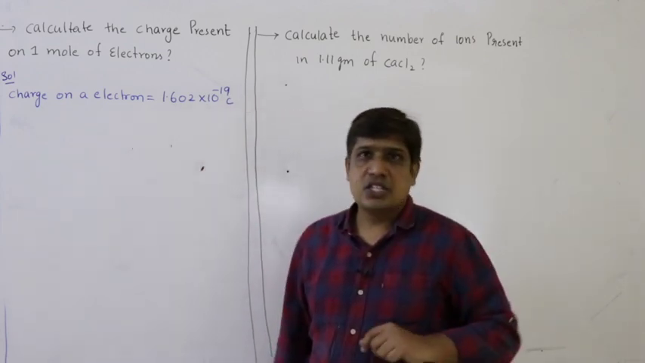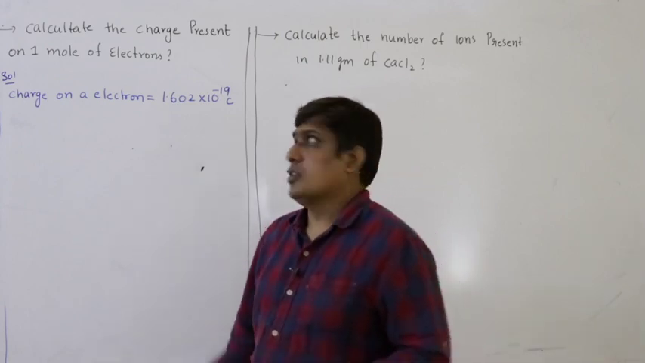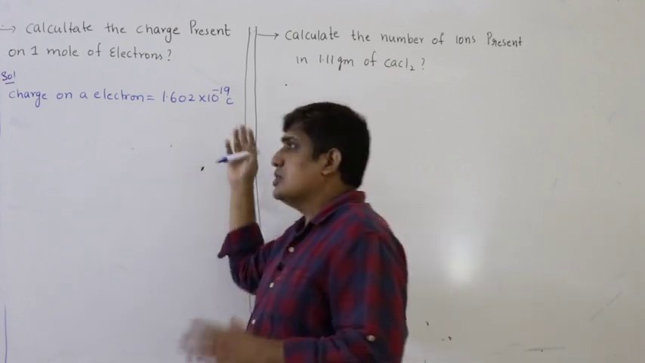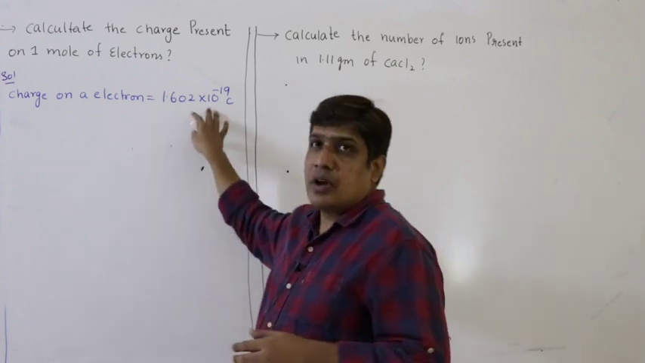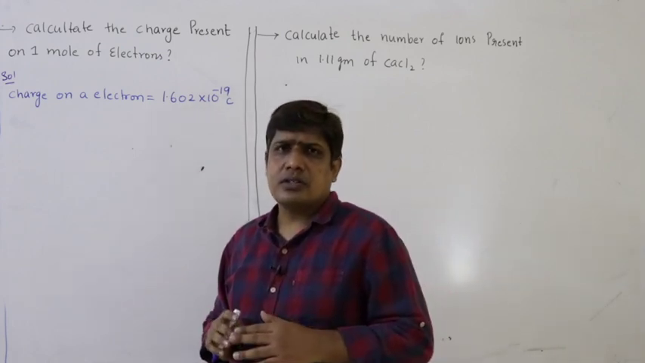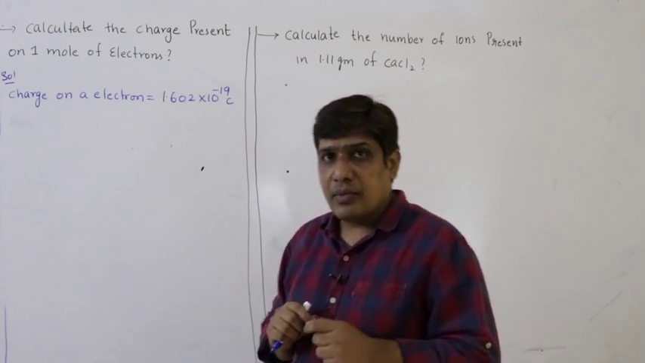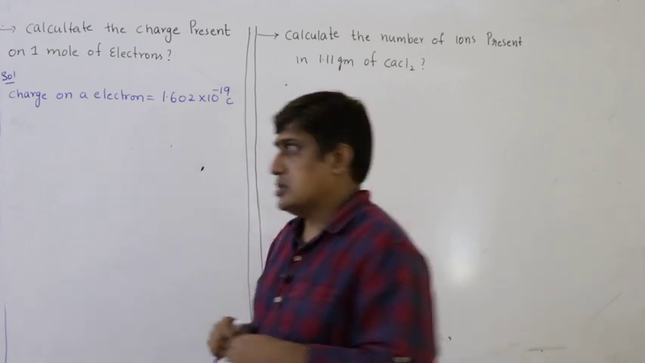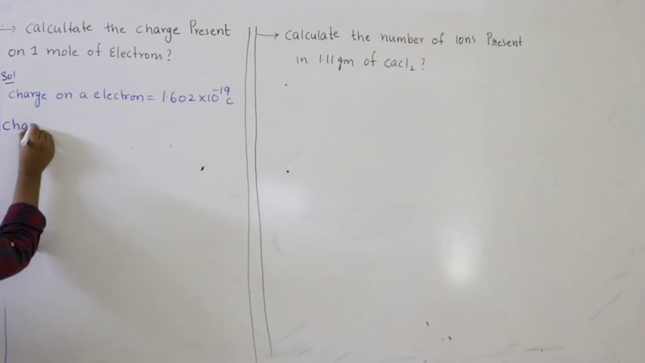It is negatively charged. If I have 2 electrons, what will be the charge? Obviously it is 2 into this value. 10 electrons, 10 into this value. Avogadro number of electrons, Avogadro number into this value. What is Avogadro number of electrons? 1 mole of electrons. So charge on 1 mole of electrons is nothing but charge carried by Avogadro number of electrons. So charge on Avogadro number of electrons.